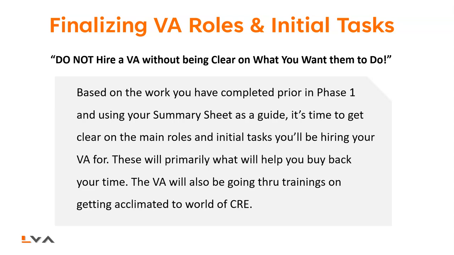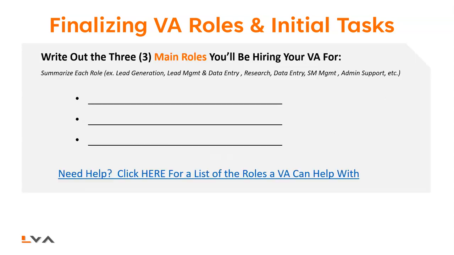So you've already done some work based on the work you have completed in phase one and also your summary sheet as a guide. It's time to get clear on the main roles and the initial tasks you'll be hiring your VA for. These will primarily be what helps you buy back your time versus just capacity. And then also be aware, the VA will also be going through trainings on getting acclimated to the world of commercial real estate while they're doing these initial tests.